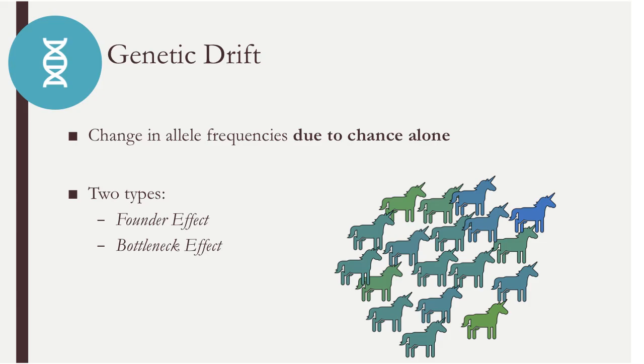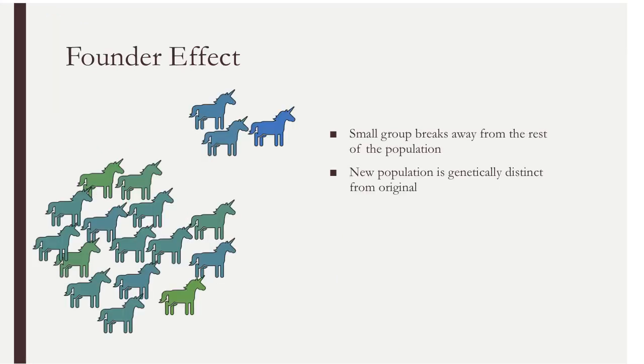That's okay. To be able to understand this, the last way that evolution happens is by chance. It's not because anybody had genes that were better or worse for an environment or that humans wanted or didn't want. It's just due to chance. So the first is called the founder effect, and this is going to be when a group breaks off from the total population.